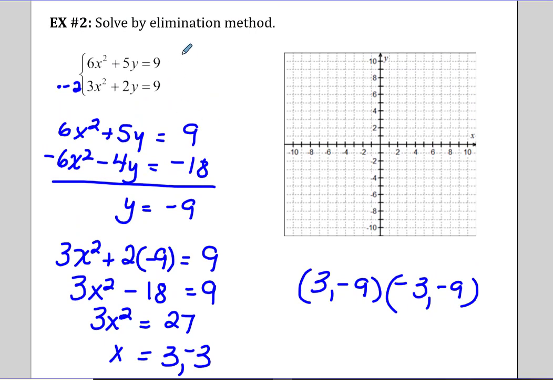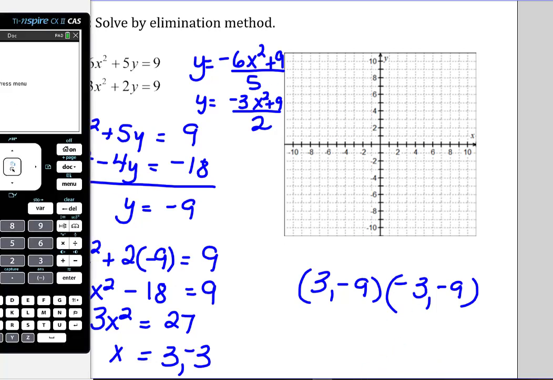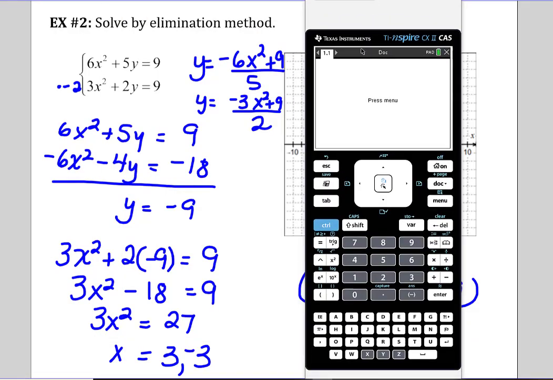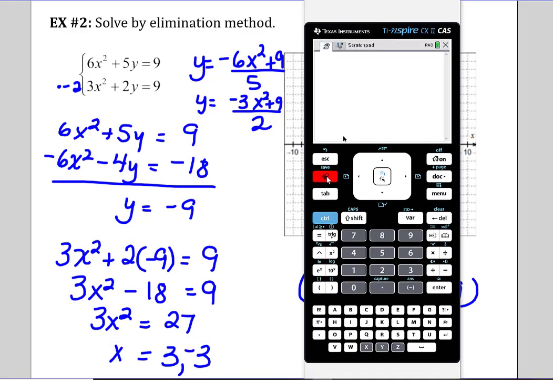And we would have, let's see what we got, 2 parabolas. So one parabola is y equals negative 6x squared plus 9 divided by 5. And the other parabola is y equals negative 3x squared plus 9 divided by 2. And I believe just for practical terms, instead of me trying to draw that, I'm going to look at that on my calculator here.